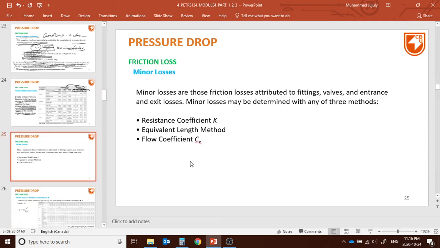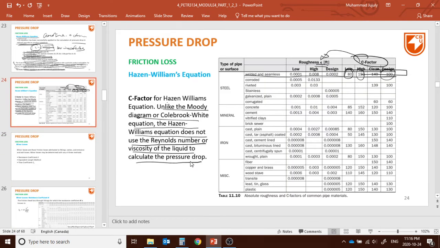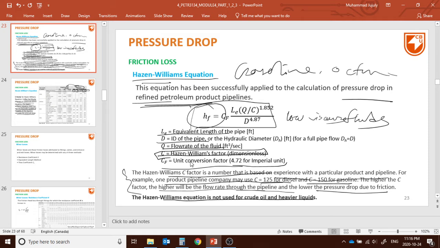So this is how we calculate with the Hazen-Williams equation. We can plug in all the things and calculate the HF from the data. We'll see how we can do that.